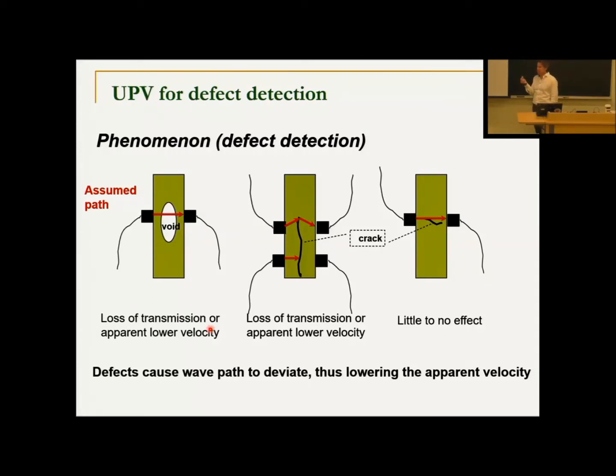Now the material velocity isn't changing, but the path is changing. It looks like it's slower, right? That's why we call it apparent velocity. But again, with ultrasound, if the crack is perpendicular to the wave propagation direction, there will be little disruption to the wave path, and we will have little to no effect, right?